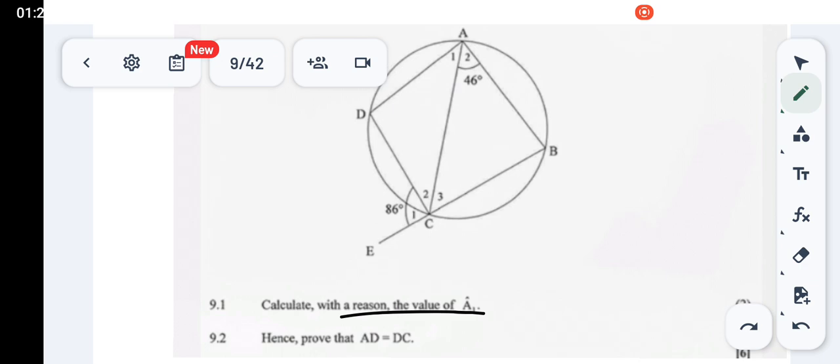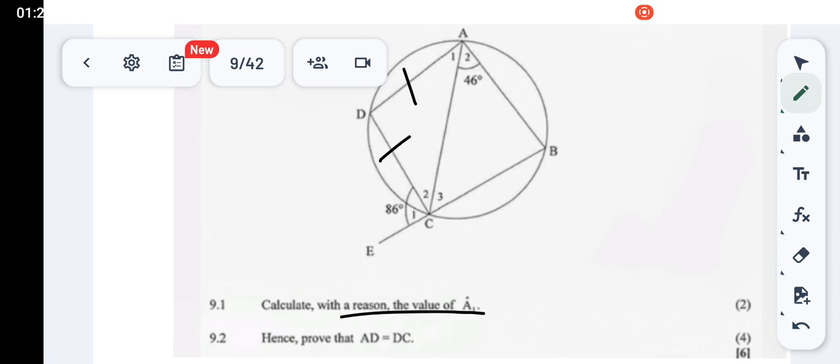Now they're saying hence. It means whatever you did in the previous question is also applicable in this question. Hence, prove that the length of AD is equal to DC. We are trying to prove that this side is equal to this side. Now, to prove, you will need to do the opposite of what you know. Let's say that we know that AD is equal to DC.